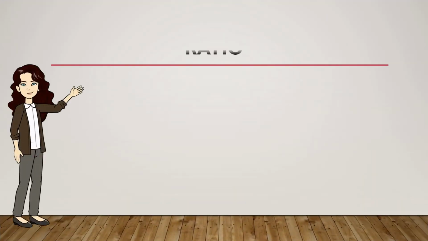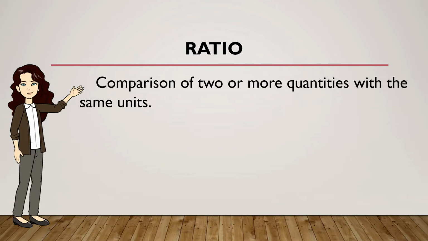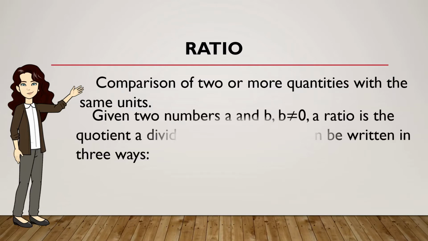Okay, first let us define ratio. A ratio is a comparison of two or more quantities with the same units. Given two numbers A and B, where B is not equal to 0, a ratio is the quotient A divided by B. This ratio can be written in three ways.